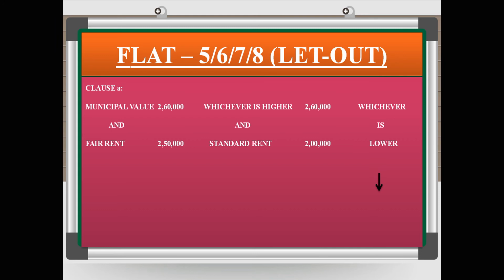This is further compared with standard rent. Standard rent given is 4 lakh. See, so half, that is 2 lakh. And out of this 260 and 2, we take the lower amount. We will select the lower amount, that is 2 lakh. And this is the answer of clause A.